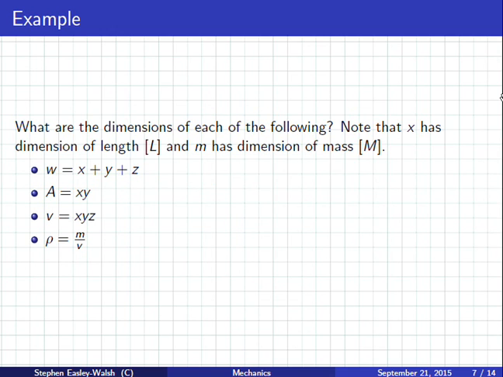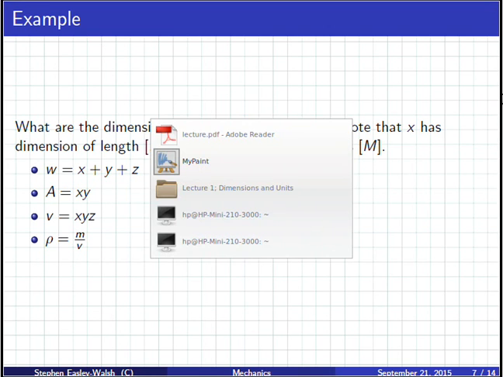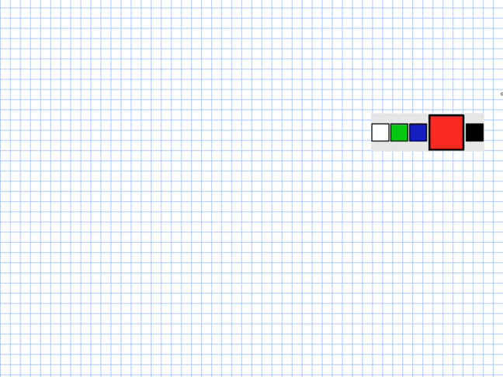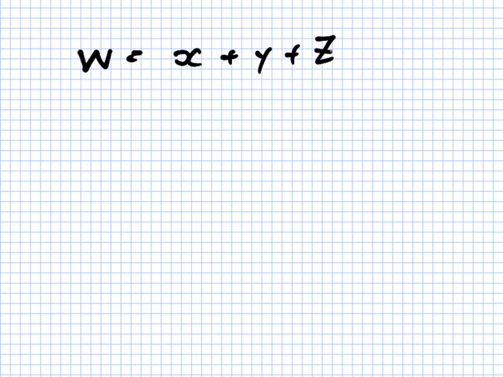Okay, in this case I want the dimension. So what I'll let you do is first write this question down and then I'll do it on the board. We'll do it together, okay? So write this example down. I'll do them here. What was my first one? It was W equals X plus Y plus Z, wasn't it? And I want to know what is the dimension of W.